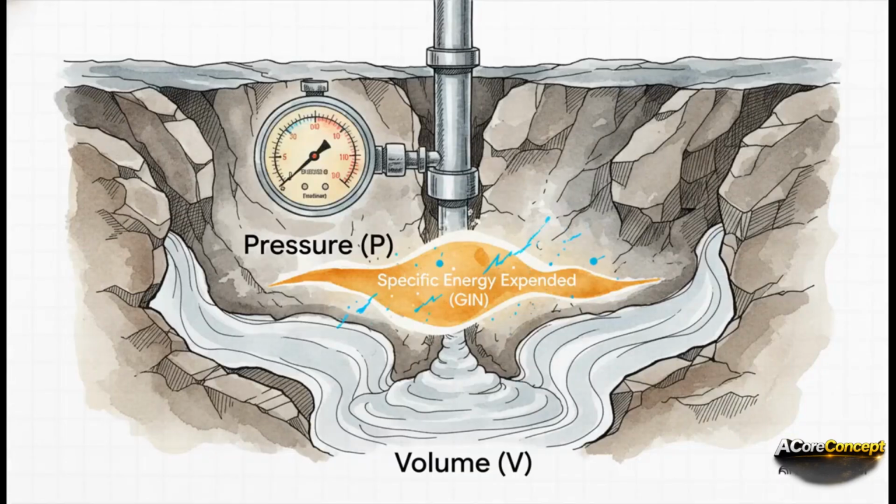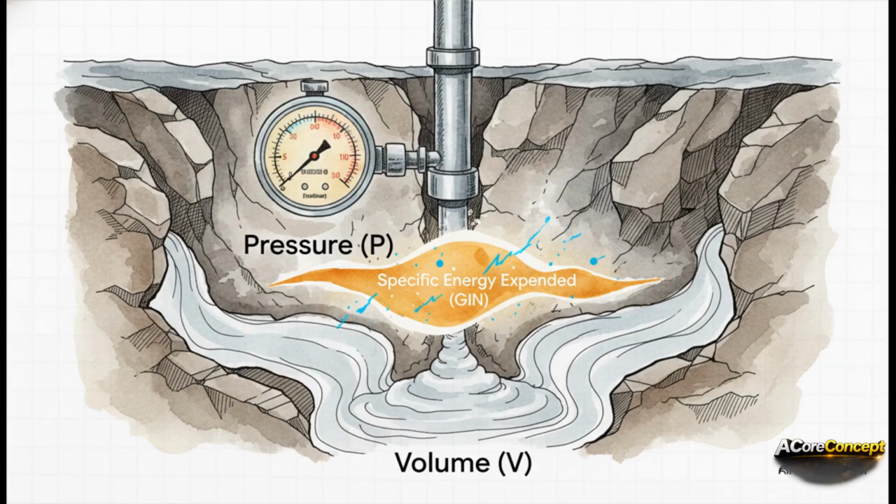The mathematical theory behind that curve is surprisingly simple, but incredibly effective. It's just pressure multiplied by volume equals a constant, which is our GIN. The core idea here is that the specific energy expended during injection equals the pressure applied multiplied by the cumulative volume of grout injected per meter. Think of it kind of like a budget for mechanical energy. You have a maximum amount of energy you can safely impart to the rock formation.